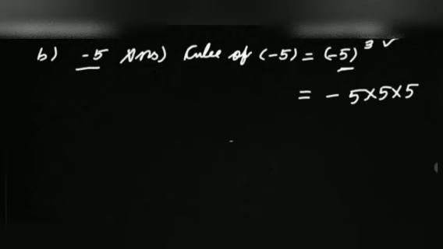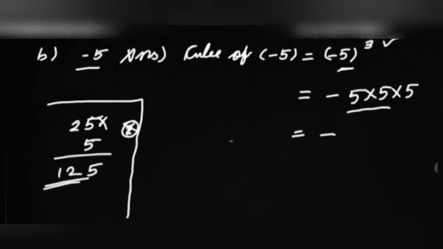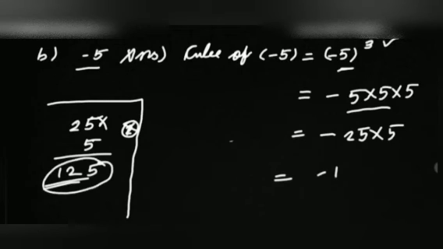Have you understood how it comes? Yes, 5 5s are 25 and 25 into 5. You please do that in the working column. Okay, 25 into 5. 5 5s are 25, balance 2 in the working column. 5 2s are 10. 10 plus 2, yes 12. So, what is the final answer? 25 into 5 is 125. So, minus 125 is the final answer.